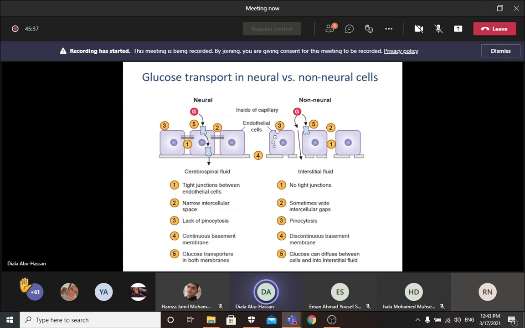They also lack pinocytosis. Pinocytosis اللي بنعرفها هي الشرب الخلوي. This process is not present in these cells. فبالتالي for the transport of glucose, I need to have transporters of glucose both on each side of the cells.